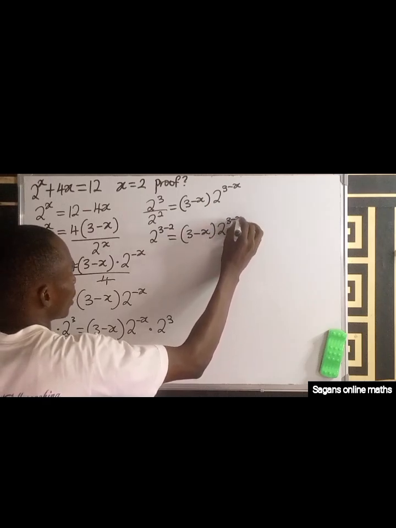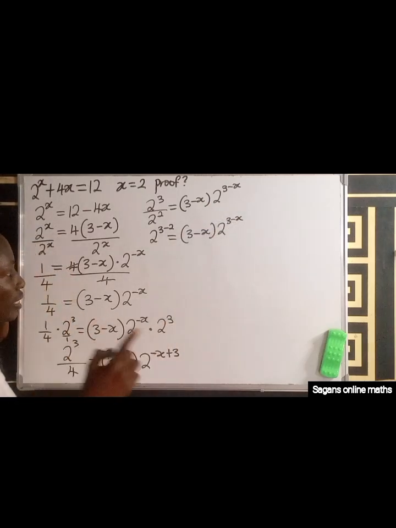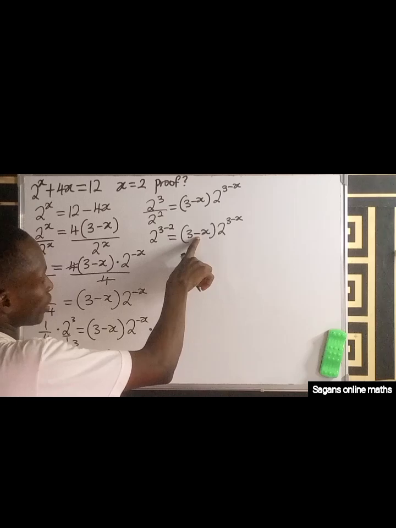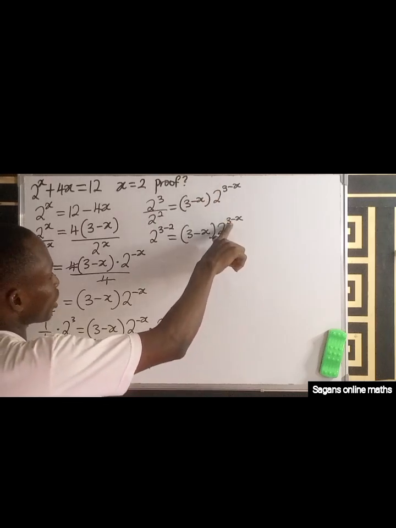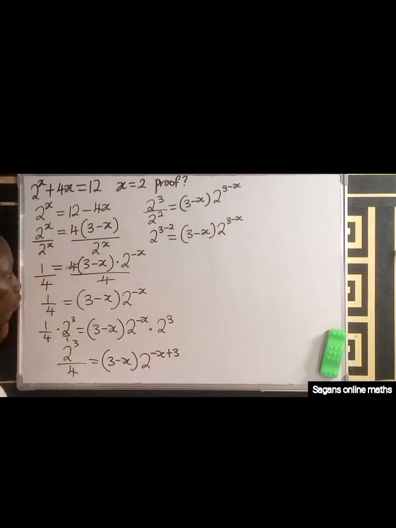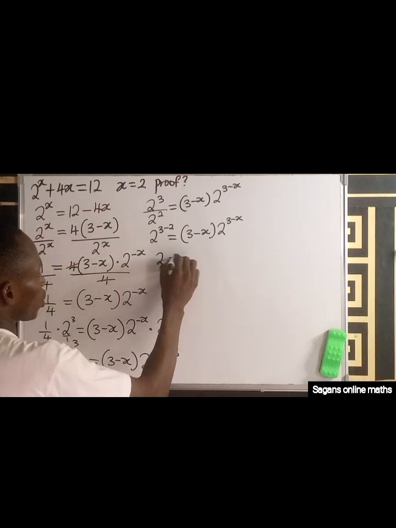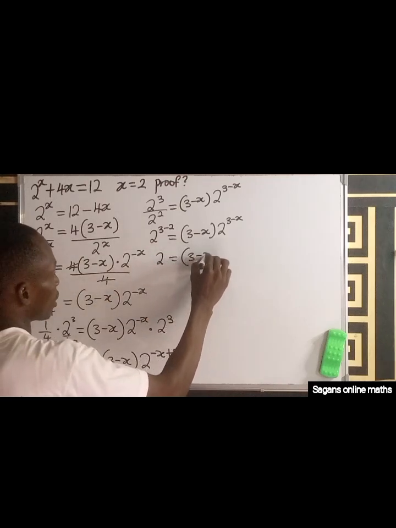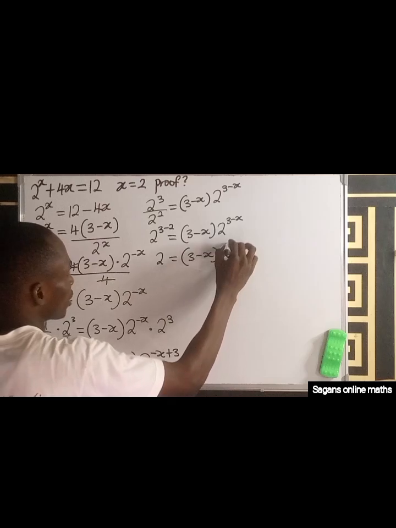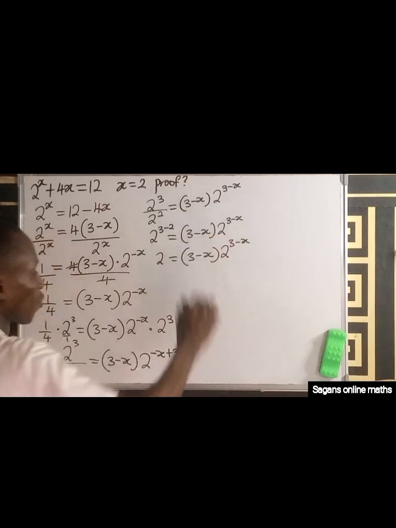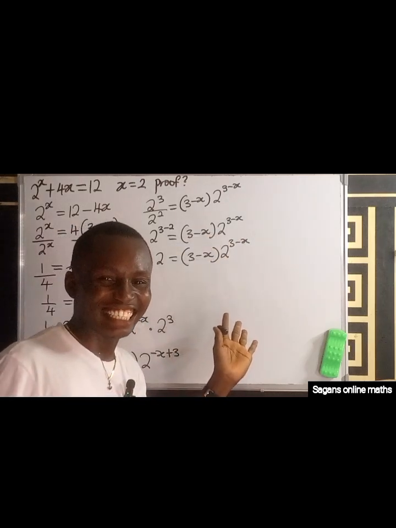3 minus what? X. You can observe carefully that what is here, which is 3 minus x, is also equal to what is the power, which is 3 minus x. That's what we are looking for, okay? Now, 3 minus 2 is 1. So your here is just 2 equals what? Into 3 minus x, then multiply by 2 raised to the power 3 minus x. Wow, this is amazing, right?